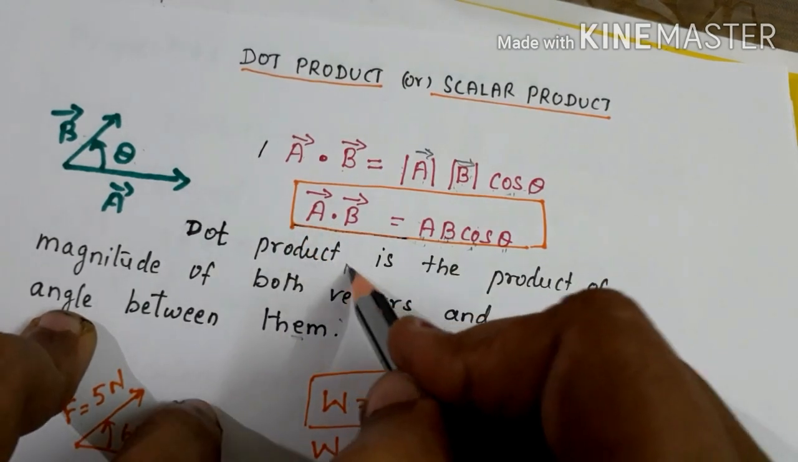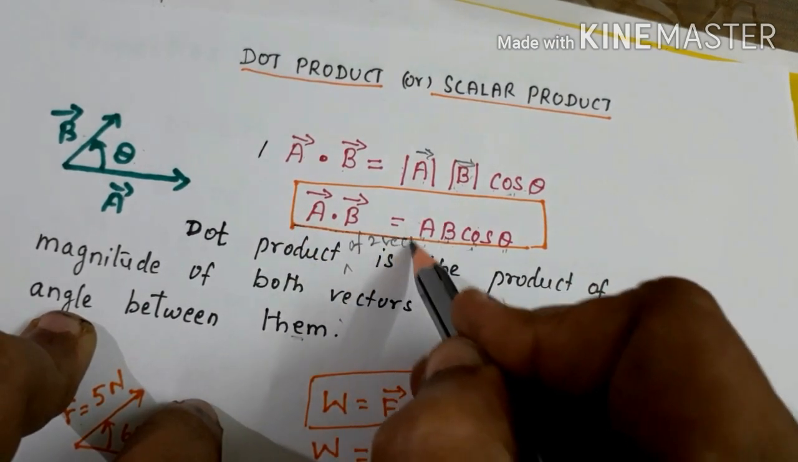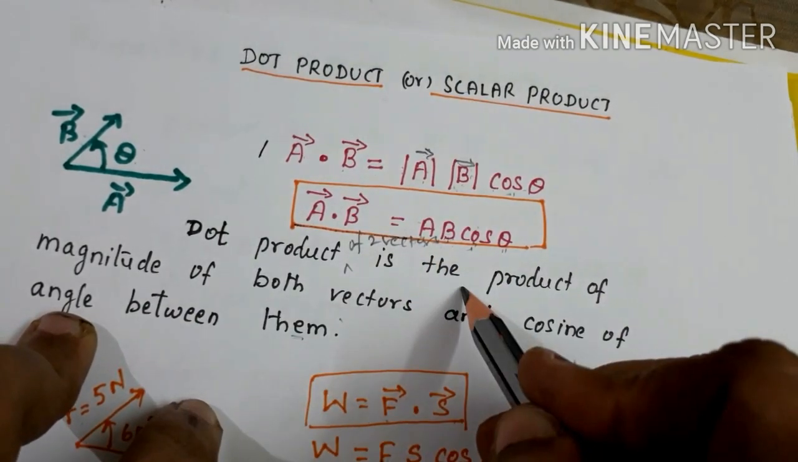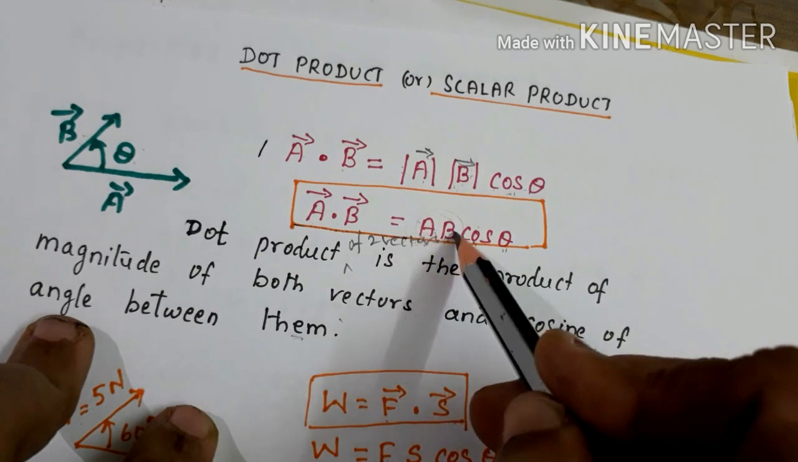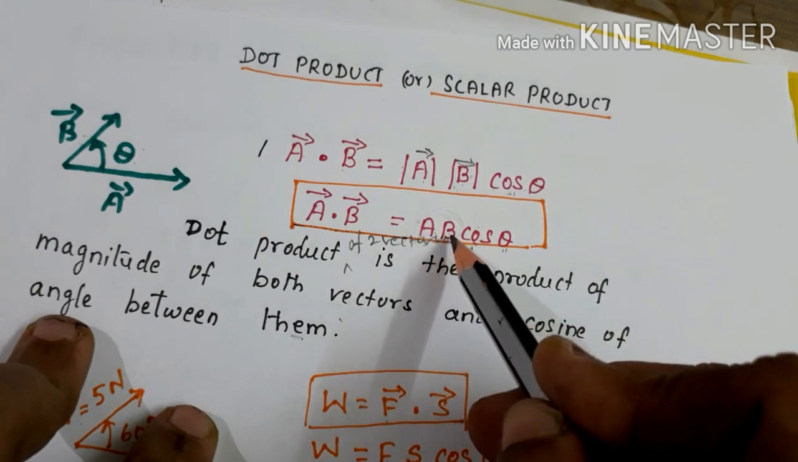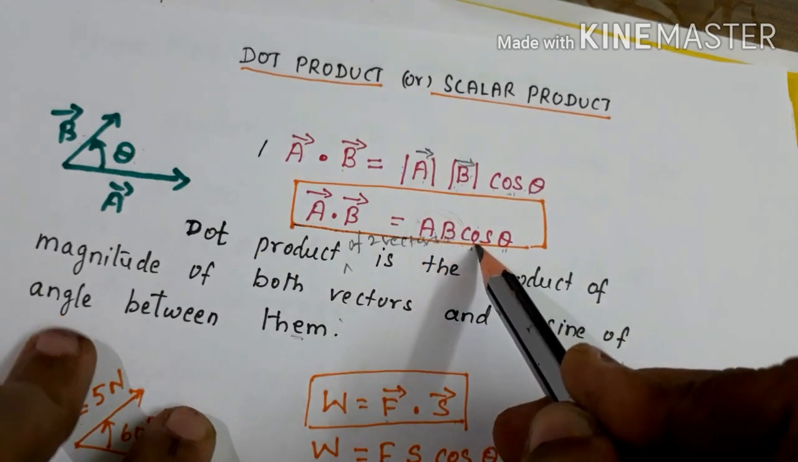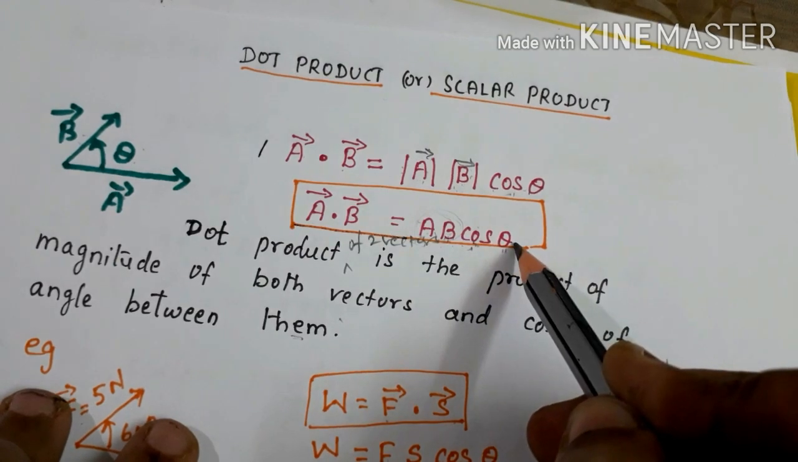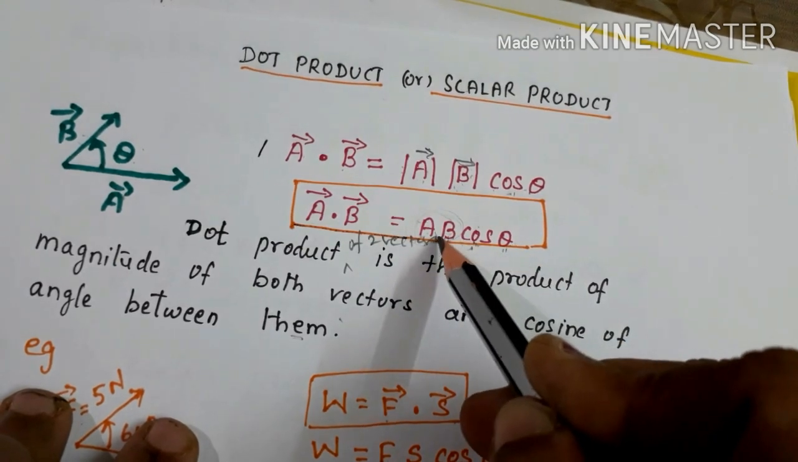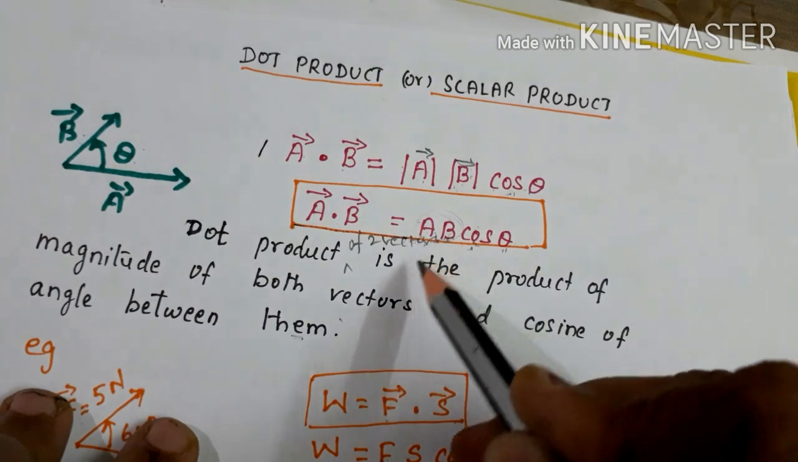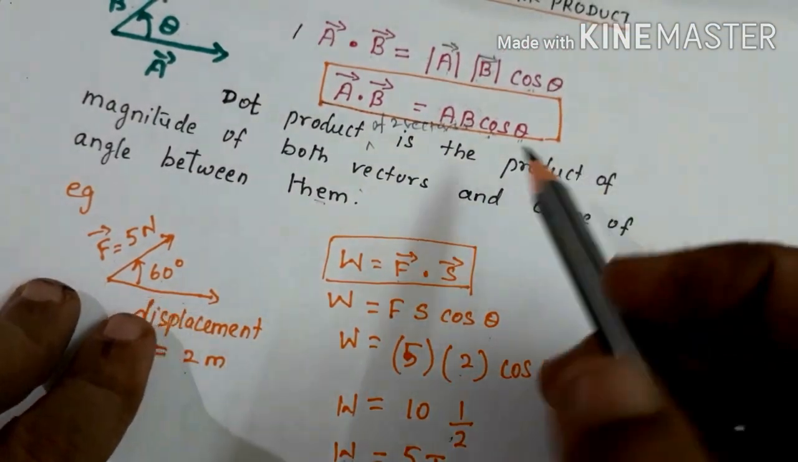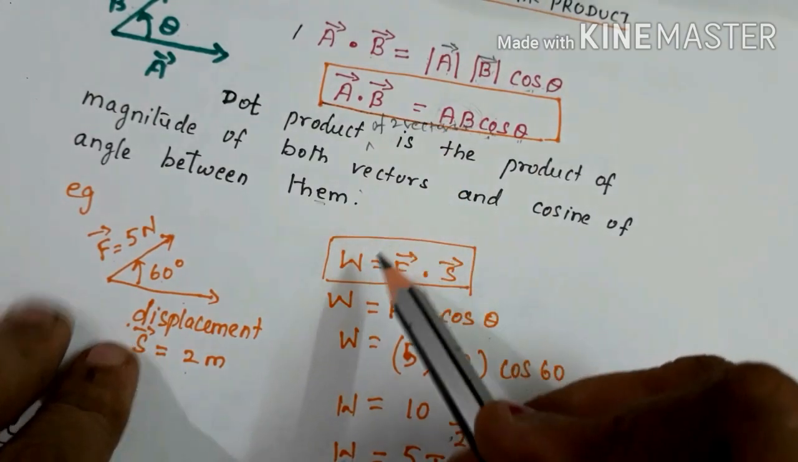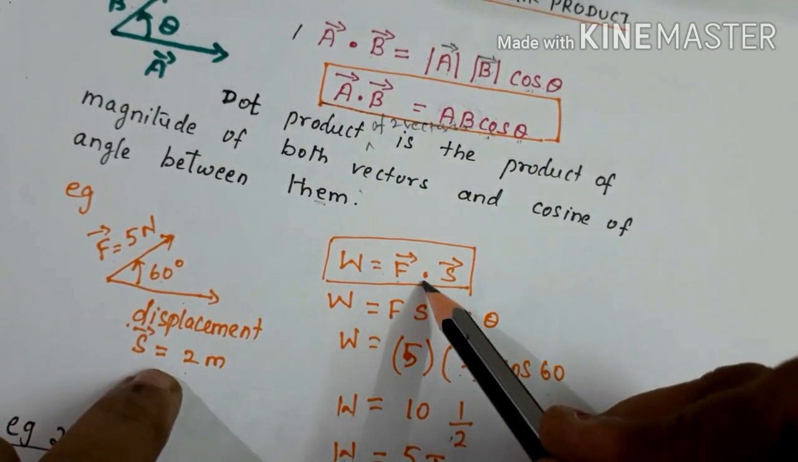So how will you define dot product? Dot product of two vectors is the product of the magnitude of both the vectors, a into b, and the cosine of the angle between them. Cosine of the angle between them represents these two vectors. Okay. So this is the definition for dot product, and already I told you an example for a dot product is W is equal to F dot S.